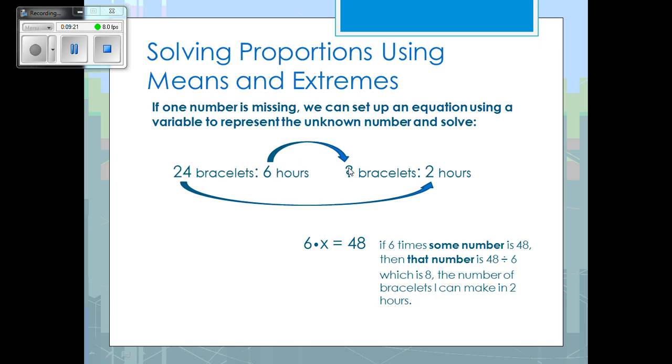So I can represent that unknown number as x, and I can write 6 times x is going to have to equal 48. And I know if 6 times some number is 48, then that number is going to have to be 48 divided by 6, which is 8, the number of bracelets I can make in 2 hours.